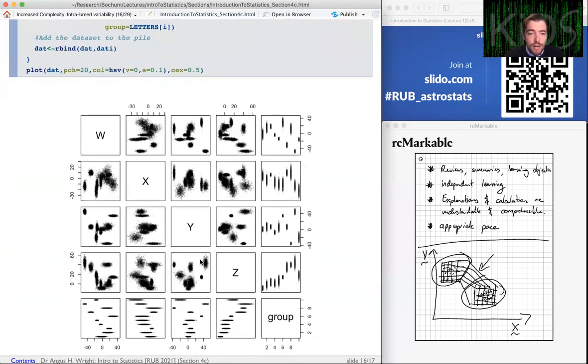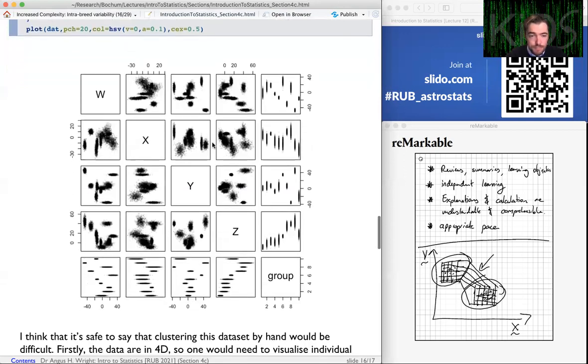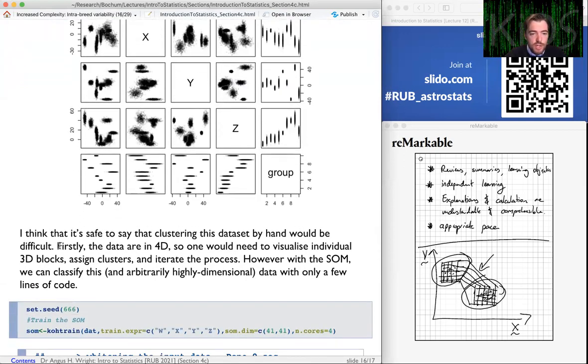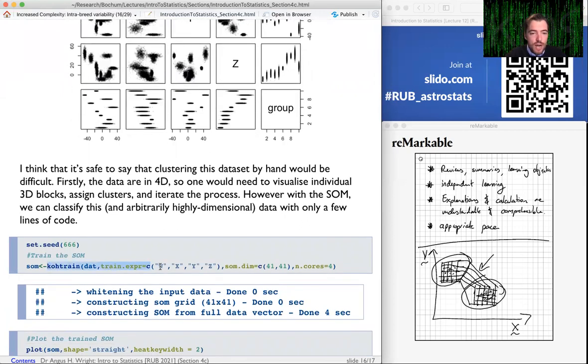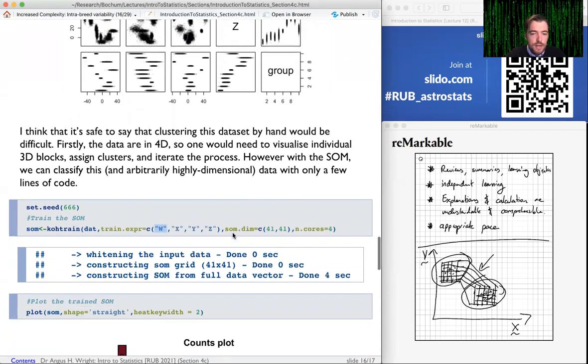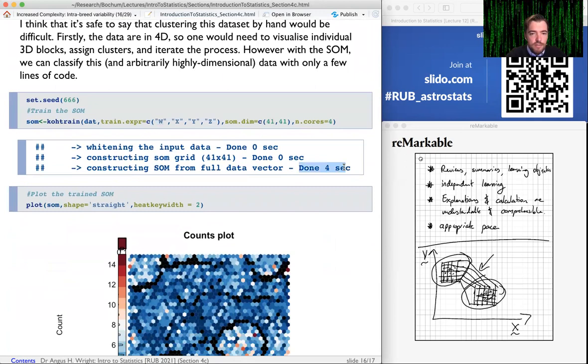Now, I would challenge anyone to rapidly come up with good, discrete associations of all of these different things in 4 dimensions. I think that would be very difficult to do, especially by hand. But fortunately, this is something that we can do in the SOM with literally 2 lines of code. So we can take this 4-dimensional data set and assign 10 clusters. So again, we just train our SOM. This time we're training on the additional variable W, keeping the same size. And you can see I've trained this data set in 4 seconds.